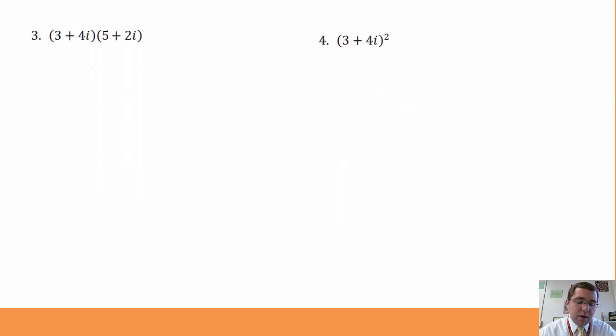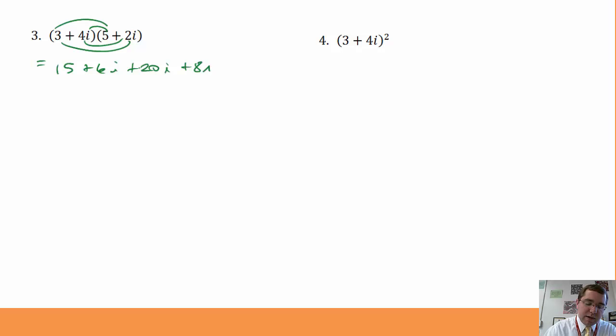Number 3, (3 plus 4i) times (5 plus 2i). Now I'm multiplying two complex numbers. We're going to multiply them just as if we had x's and y's in there. We would FOIL it out. We'd multiply it as if we had two binomials multiplied together. So we're going to take 3 times 5, that's 15. 3 times 2i, that's plus 6i. 4i times 5, that's plus 20i. And then 4i times 2i, and that's plus 8i squared, because i times i is i squared.